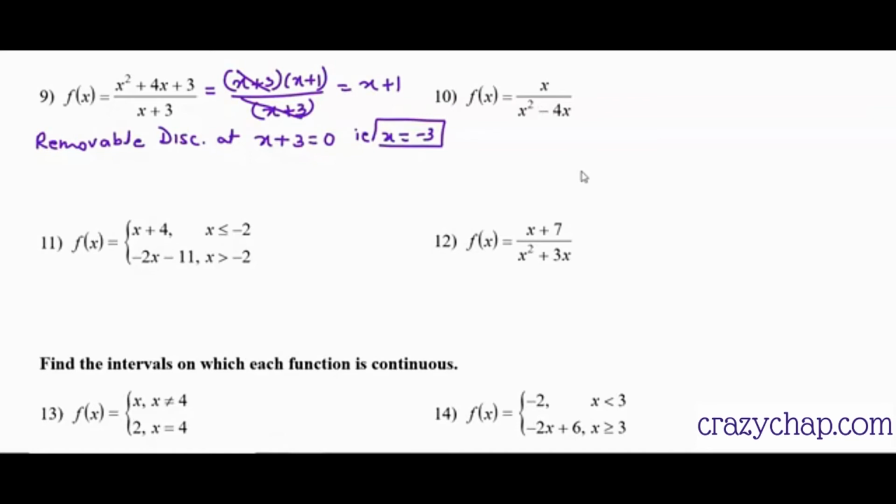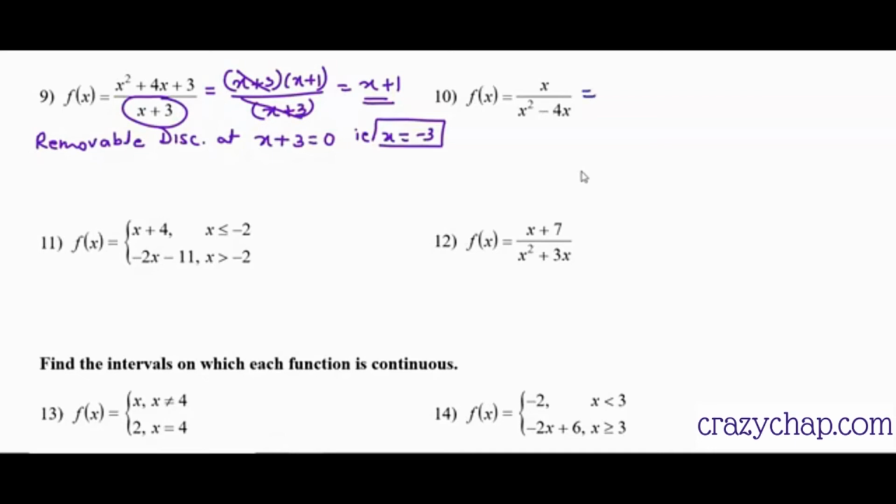Please understand guys, in this case you will not make the denominator equal to 0 just to find an infinite discontinuity. Okay. After we get the removable discontinuity, we'll simplify the function, and my simplified function is x plus 1, which is continuous throughout. So this entire function has just one discontinuity, which is a removable discontinuity at x equal to minus 3. Okay. Let's come to the next question, 10th.